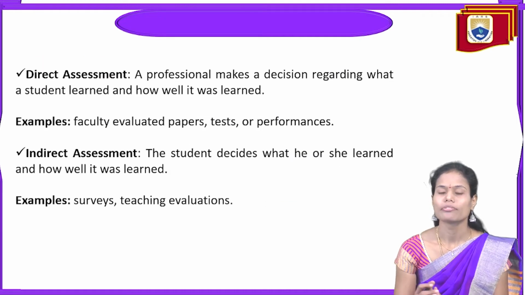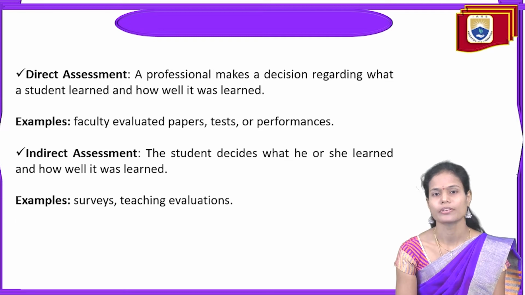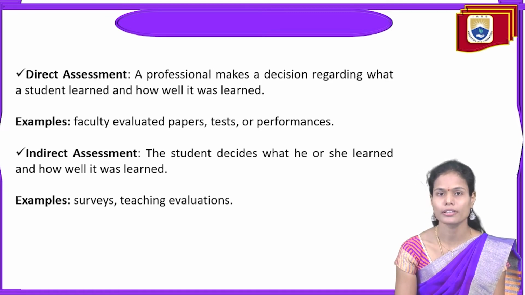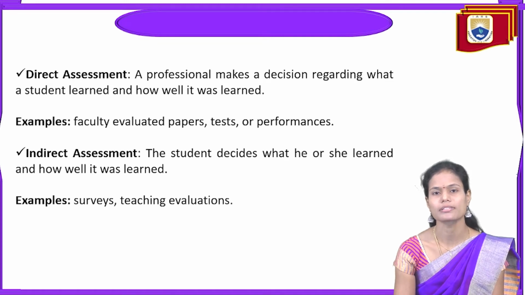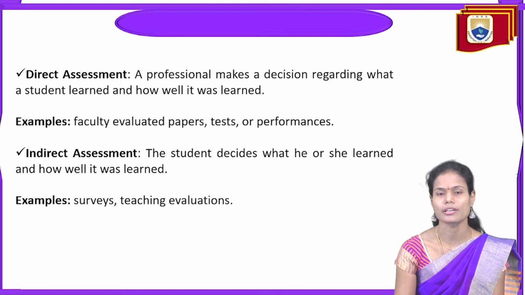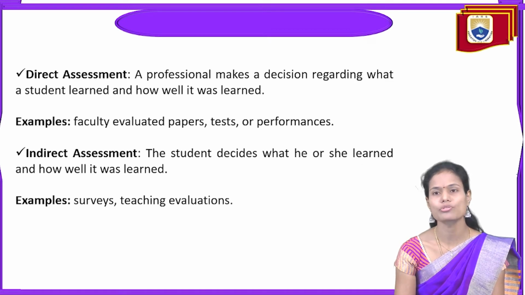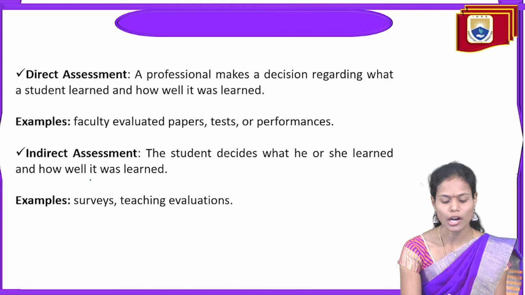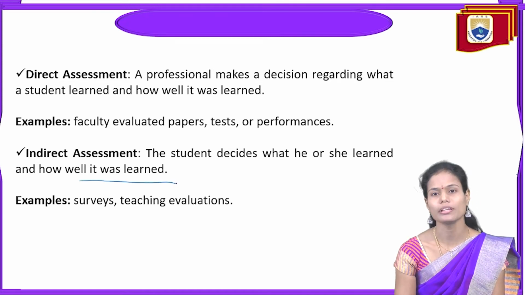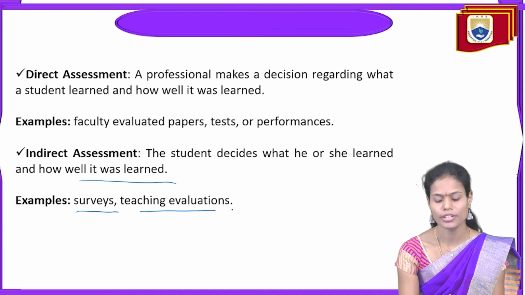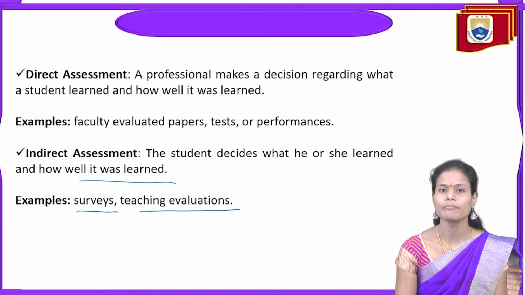After indicating the different outcomes, in order to achieve them, what type of assessment are we going to do? Here we are going to do two types of assessments, the direct assessment and the indirect assessment. A professional making a decision regarding what a student learned and how well it was learned is direct assessment. For example, faculty evaluating papers, tests or performance is direct assessment. What is meant by indirect assessment? The student deciding what he or she learned and how well it was learned is indirect assessment. That is, surveys and teaching evaluations are indirect assessment.